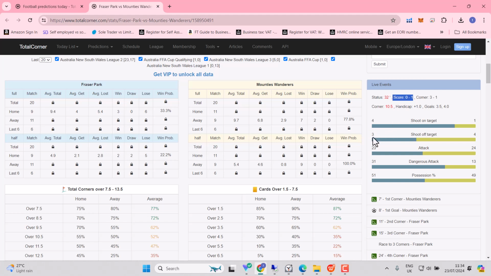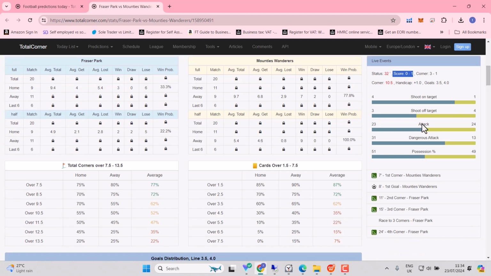With 4 shots on, 3 off, there's a possibility of the home side pushing for an equaliser. Attacks are very similar. Dangerous attacks, more for the home side, who are, as I say, a goal down. So if you get this information, it suggests that the home side might be able to equalise.